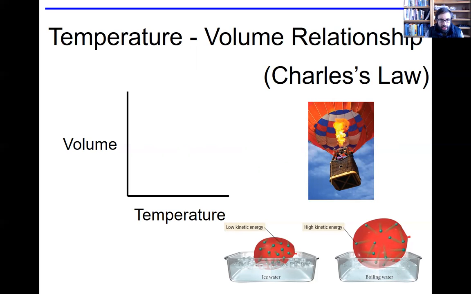Charles's law is the relationship between temperature and volume. So we're going to keep pressure and the amount of moles constant.